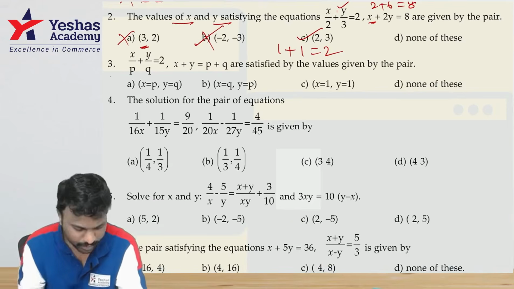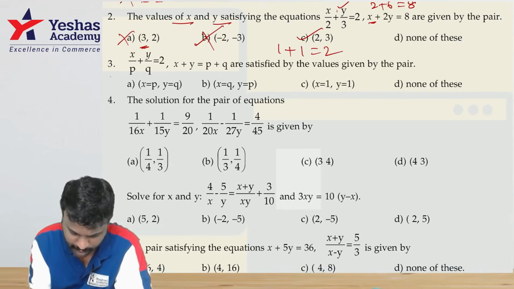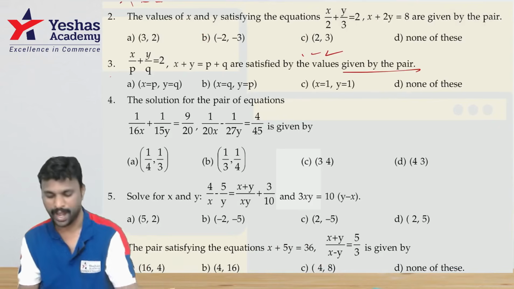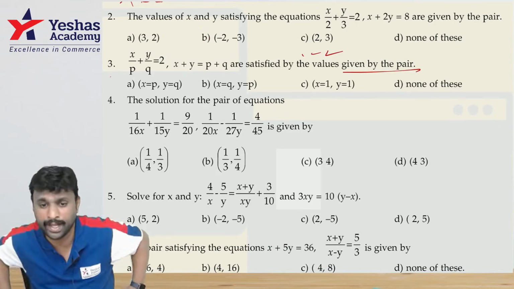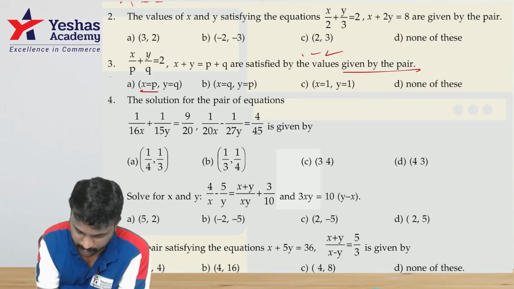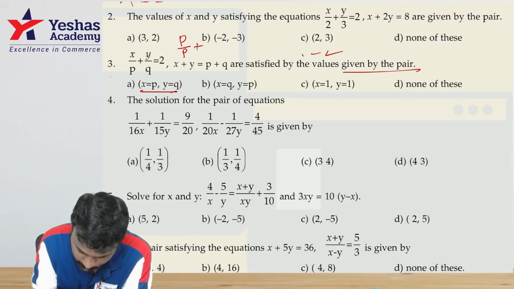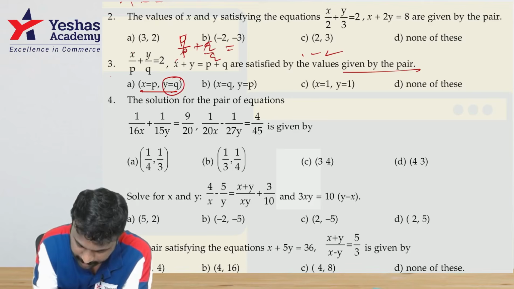Have you understood? Guys, moving on to the next question, question number 3. They're asking us to find the values for x and y. Where are x and y? They're in the options. If I hit the first option, x equal to p, x divided by p, and y is q, q divided by q. And what is it? 1 by 1 plus 1 is 2.